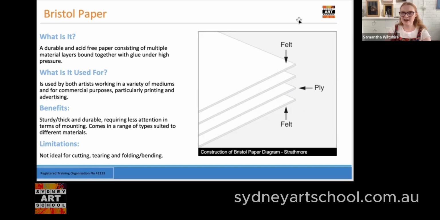I did have a student ask me whether felt means that it's actually felt, like you could use the felt material for a felting project and create a little animal or something out of it. It's not quite the same thing. When we're talking about felt in this context, we're talking about the type of paper that is that initial top surface layer.